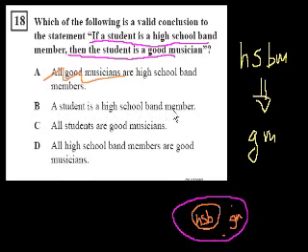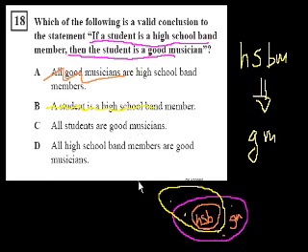A student is a high school band member. Well, no. I mean, they didn't tell us that all of the students are high school band members, or the high school band is comprised of all of the students. The student body might be like this circle. Some of them might be in the high school band, some of them aren't and are good musicians, some of them aren't and aren't good musicians. So, you don't know whether someone is a high school band member just by being a student.